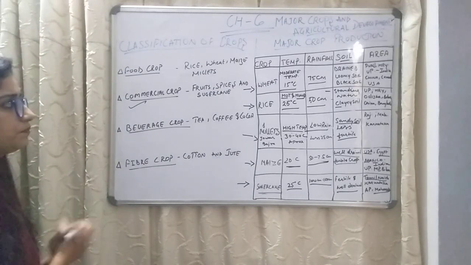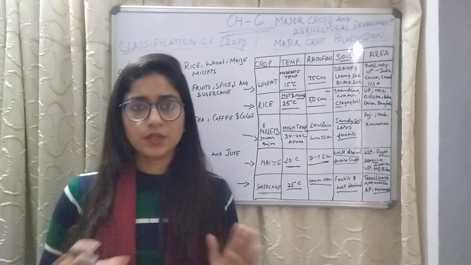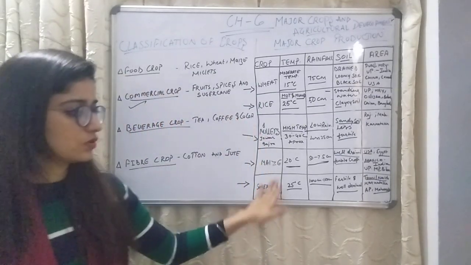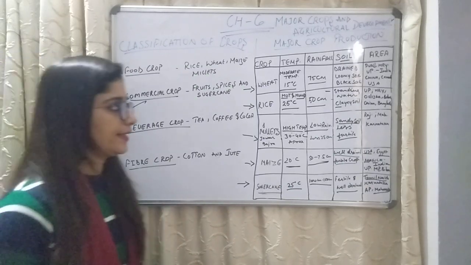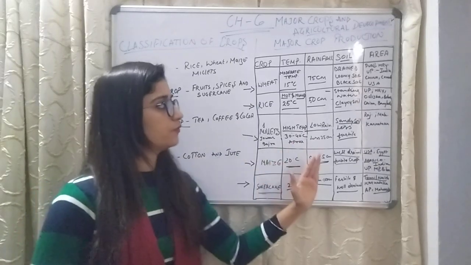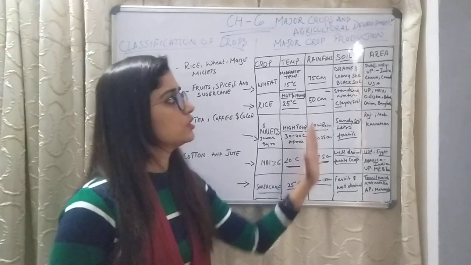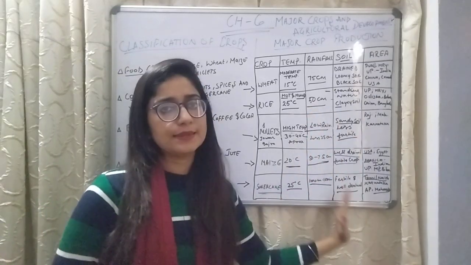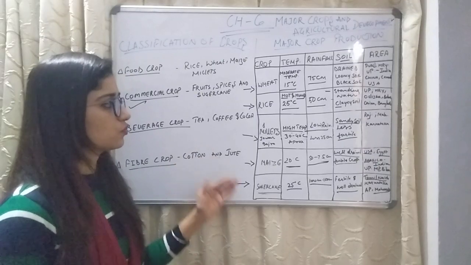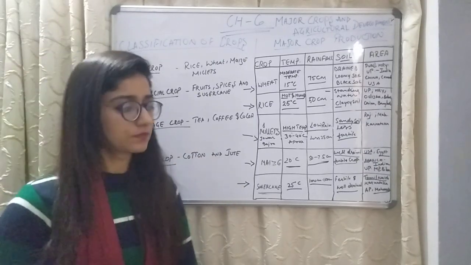Now take a screenshot of this board and with the help of this make a notebook. In your notebook make this table, with different boxes in which you will write crops, temperature, rainfall, soil and area, and through this you can learn all these 5 crops.